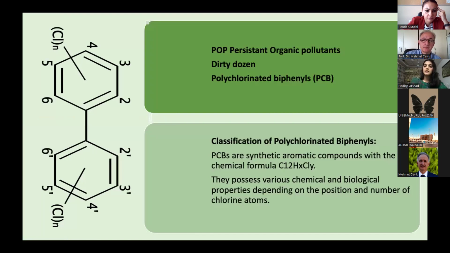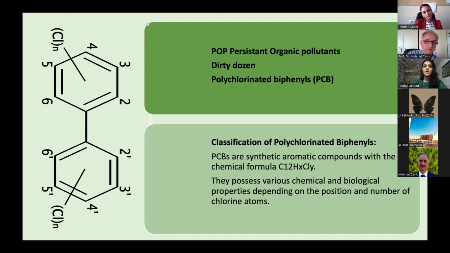Polychlorinated biphenyls are persistent organic pollutants. They are present in the environment for a very long period of time, and they are very toxic for human health and living organisms. Out of the persistent organic pollutants, there are 12 in total, and PCBs are part of them. PCBs are synthetic aromatic compounds with a chemical formula of C12HxCl. They have two benzene rings and chlorine.